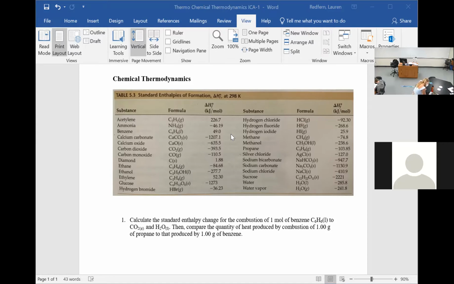Okay. This is slightly off. Yep, that's fine. But first, you can just rework the problem using propane. Yeah. And then do the formula. So you work them both the same way to get your change in enthalpy, and then you include more math at the end.